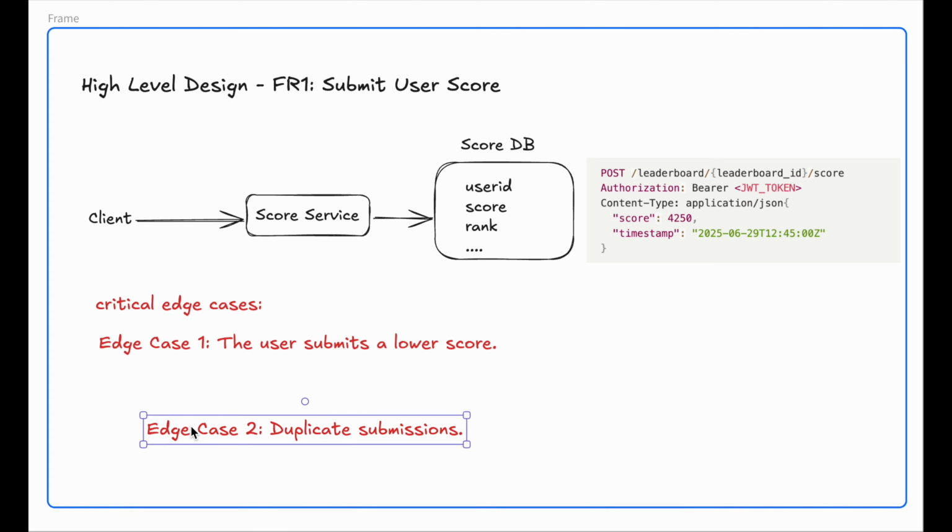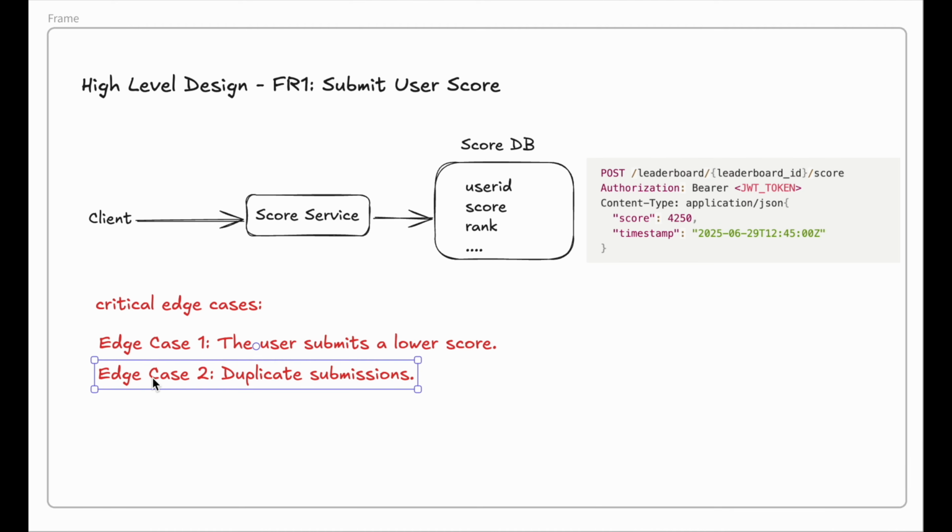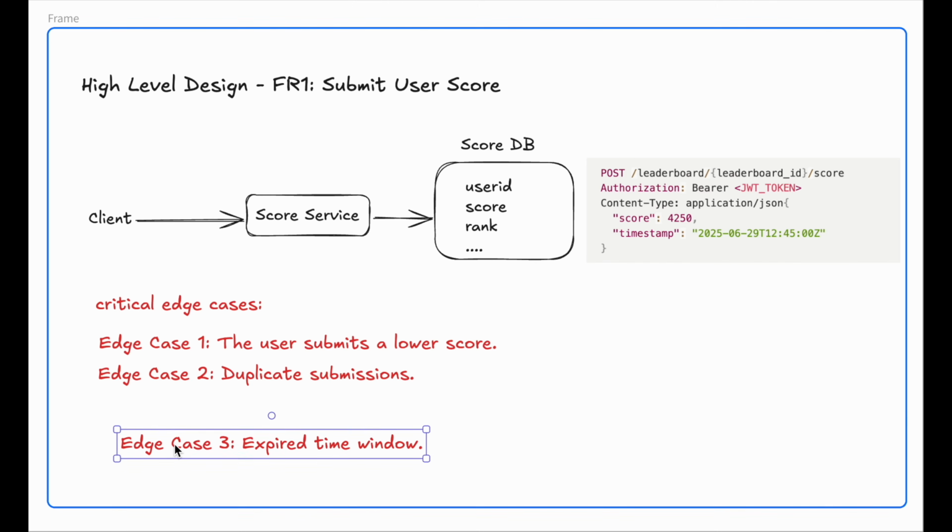Edge case 2. Duplicate submissions. Imagine a client retries the same request due to a network timeout. If we're not careful, we could double count the score. To prevent this, we design for idempotency, using a composite key like user ID plus leaderboard ID, or a UUID per submission.